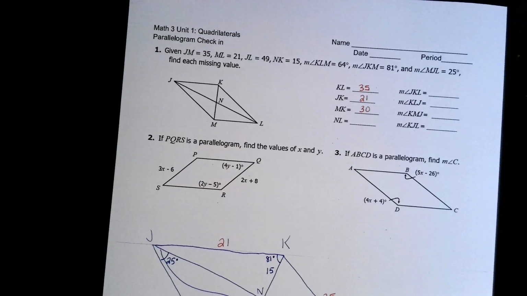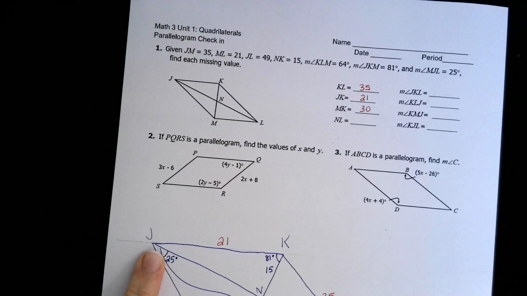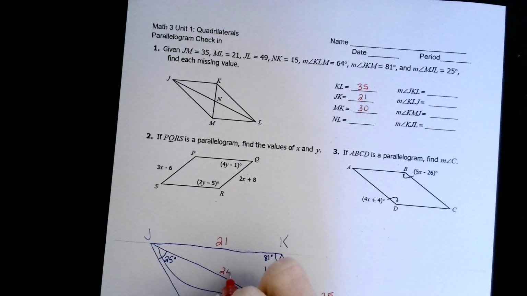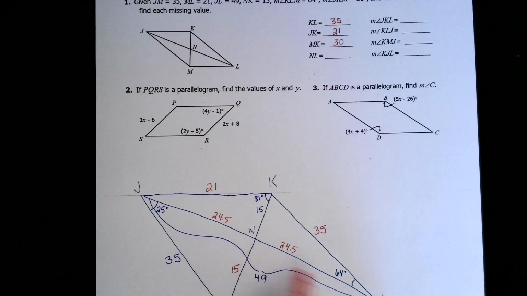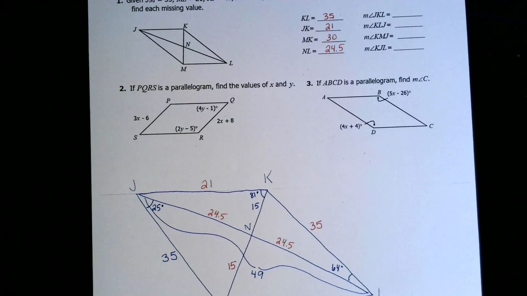Alright. Now I have this big length here is 49. What is that when I bisect that? So half of 49 is 24.5 and 24.5. So my length NL is 24.5. That gets all of my side lengths taken care of. So we're going to go to angles now.